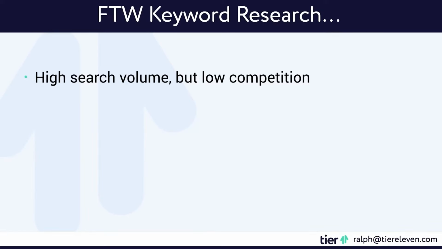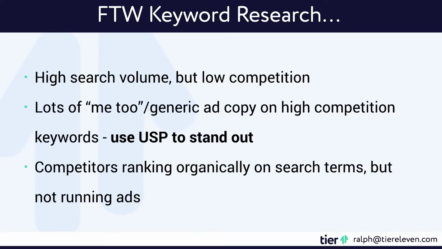So we borrowed a lot from Facebook, which we'll get into in just a second, but then we applied some learnings to the fact that, all right, let's do some keyword research here. Let's figure out what keywords are the most relevant based upon the intent that we found within Creative Lab, as well as while we're building out the Traffic Harmonizer. And we found that high search volume but low competition obviously is the best and easiest way to do it. Lots of me-too generic ad copy on high competition keywords.